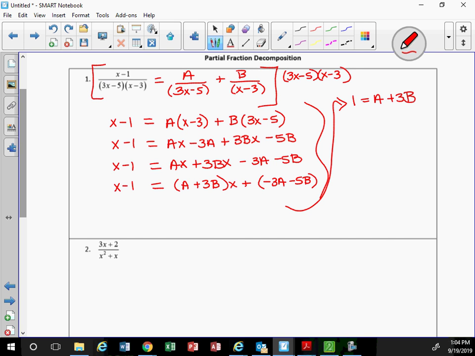So then this negative 3A minus 5B, isn't that all just a constant? There's A's and B's, but no X's with it, right? None of your normal variables. This is a constant. What was the constant over here? Okay, so I can say negative 1 equals negative 3A minus 5B. It is a system of equations.